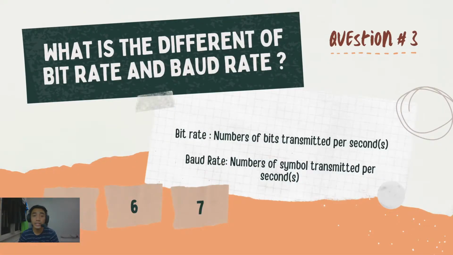The last one is, what is the difference between bit rate and baud rate? Bit rate is the number of bits transmitted per second, and baud rate is the number of symbols transmitted per second. So that's all from me.